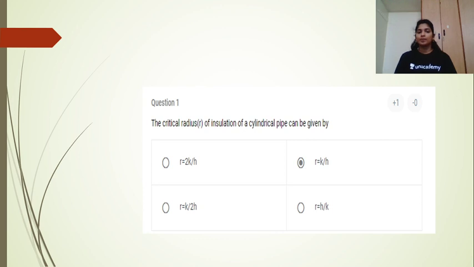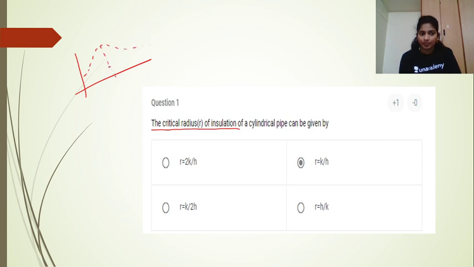The first question is: the critical radius of insulation of a cylindrical pipe can be given by. This is a basic and very simple question. How will we calculate the critical radius of insulation? What do you mean by critical radius of insulation? If we are insulating a pipe and increasing the thickness or radius of insulation, then what happens?